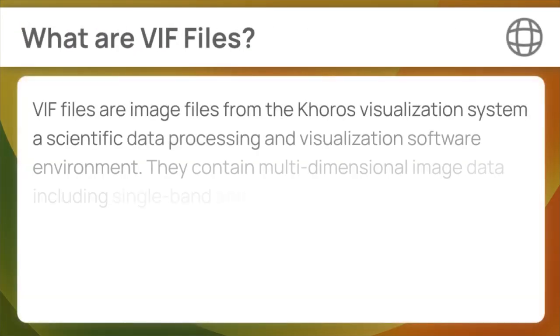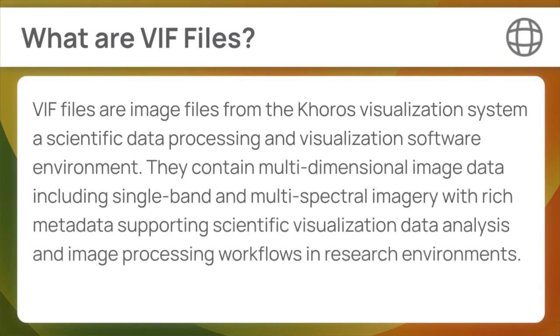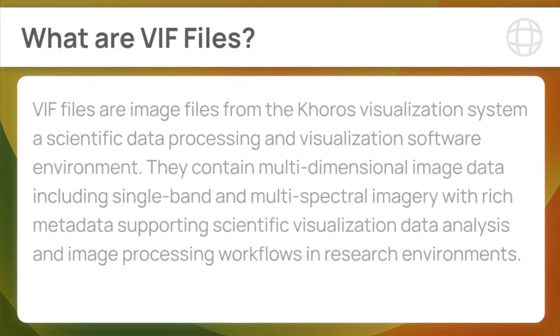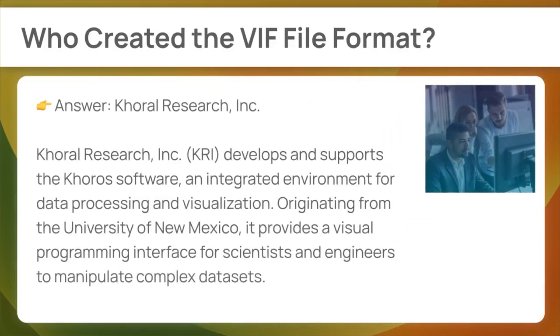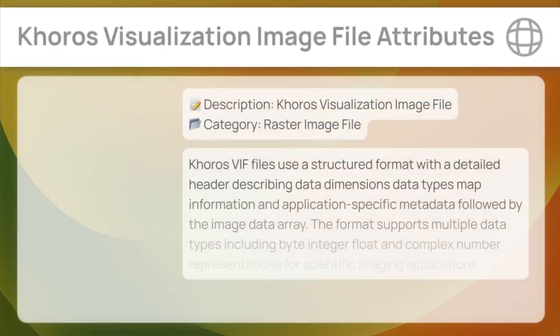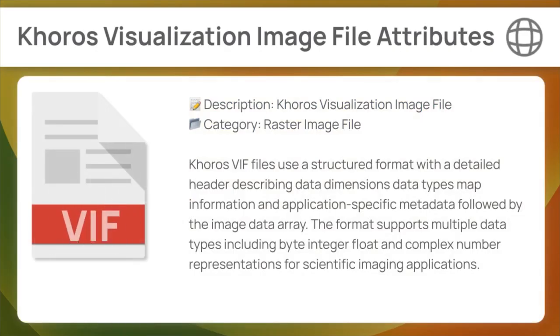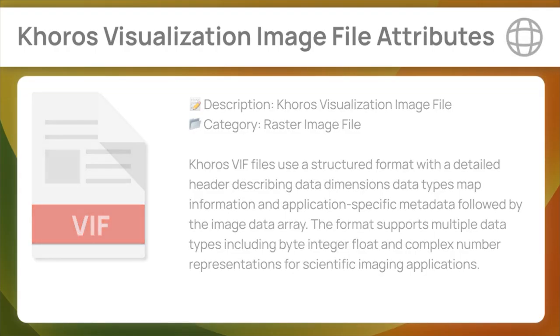VIF files are image files from the Khoros Visualization System, a scientific data processing and visualization software environment. They contain multidimensional image data, including single-band and multi-spectral imagery, with rich metadata supporting scientific visualization, data analysis, and image processing workflows in research environments. Khoros VIF files use a structured format with a detailed header describing data dimensions, data types, map information, and application-specific metadata, followed by the image data array.